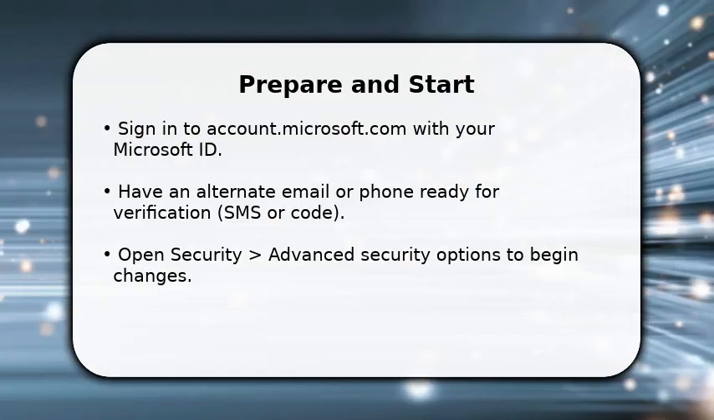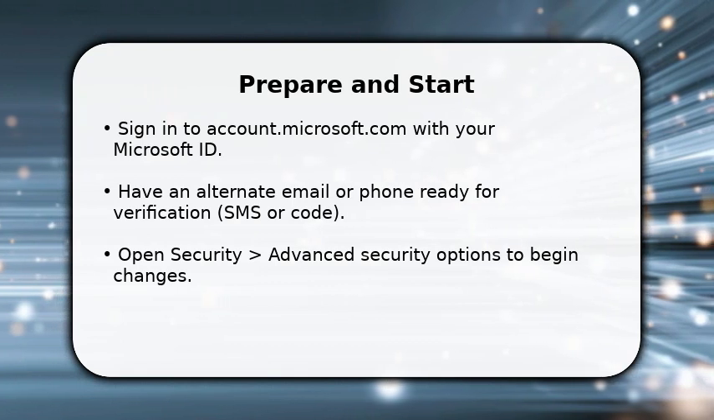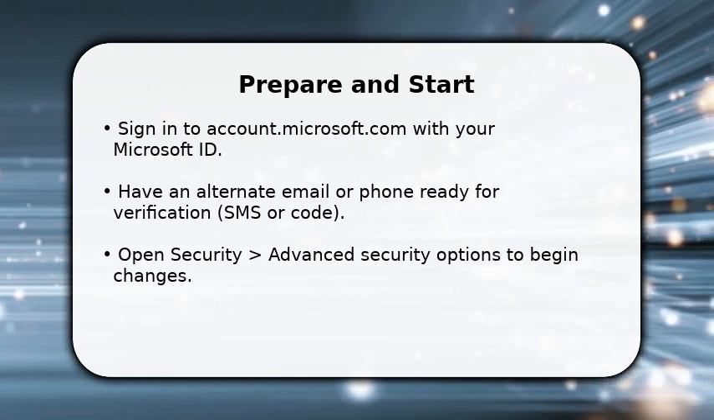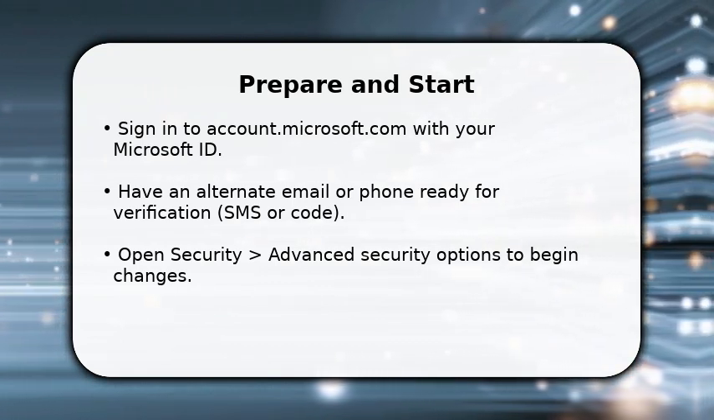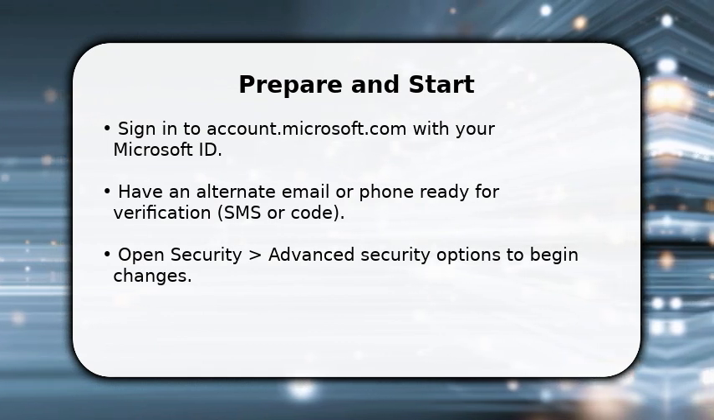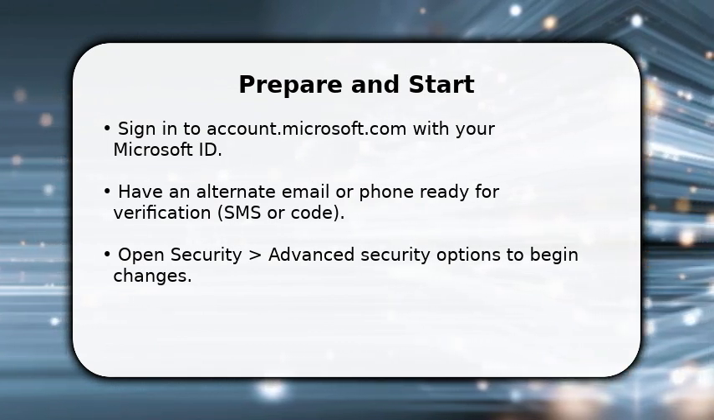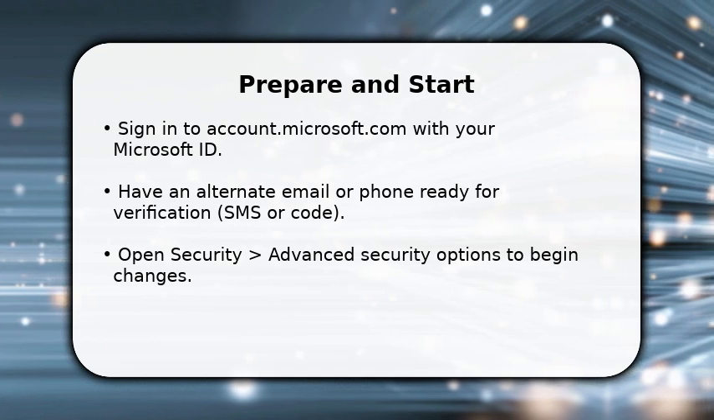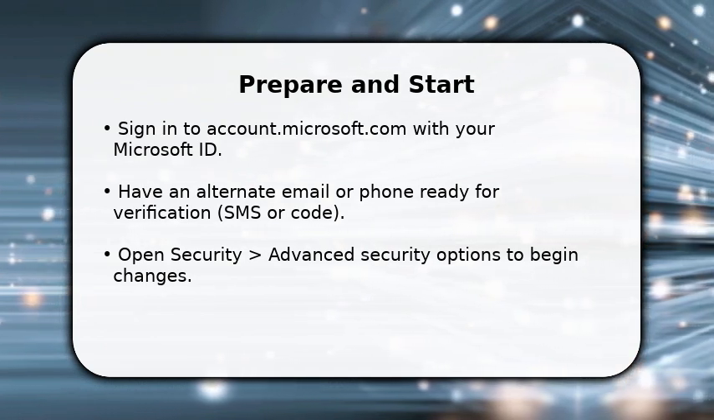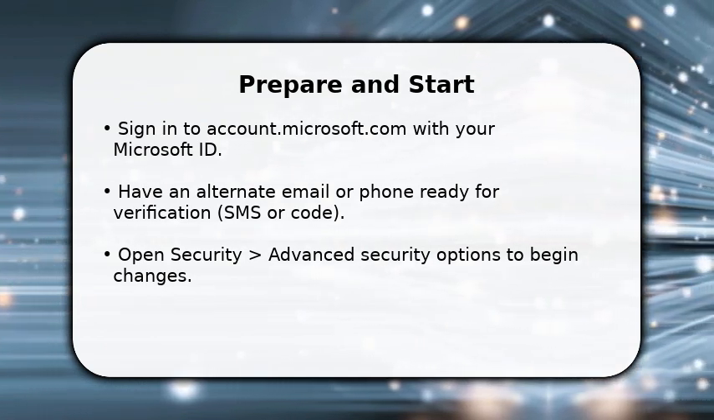You start by signing into your Microsoft account. So you act as the account owner. This avoids delays. Once signed in, make sure you have an alternate email or phone to receive a verification code. Microsoft requires proof. Next, go straight to security, then advanced security options.